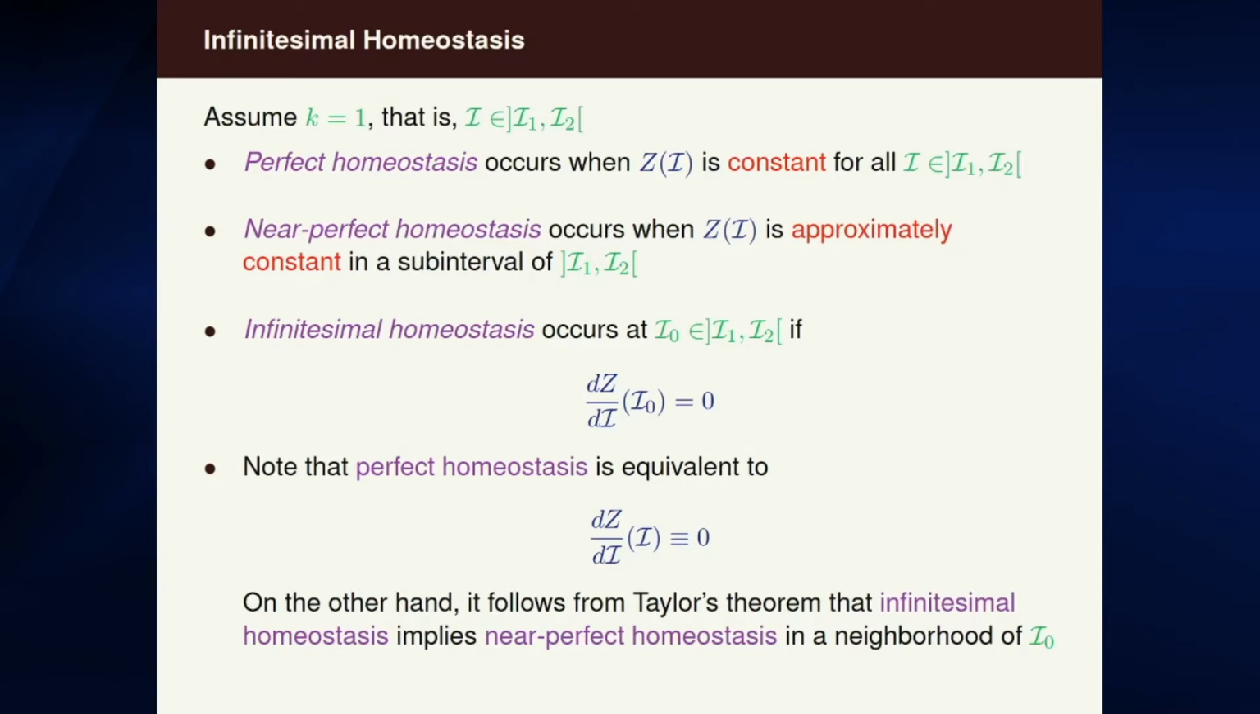Near perfect adaptation or near perfect homeostasis occurs when the input-output function is approximately constant on a subinterval of the parameter range. And the notion of infinitesimal homeostasis, that is the new one, occurs at a point I naught in the interval of parameter values if the derivative of the input-output function with respect to the parameter evaluated at I naught vanishes. So the derivative vanishes at one point.